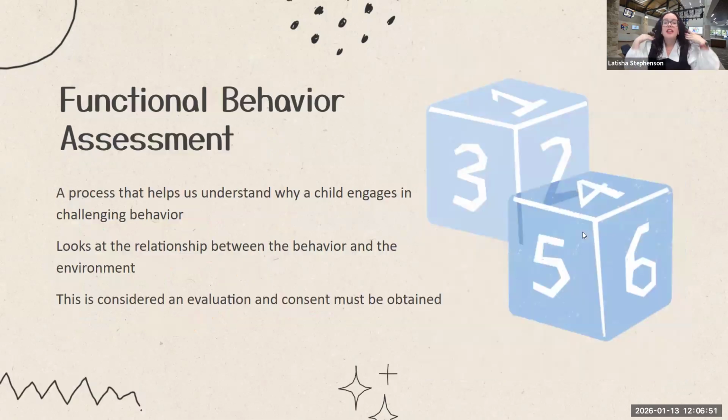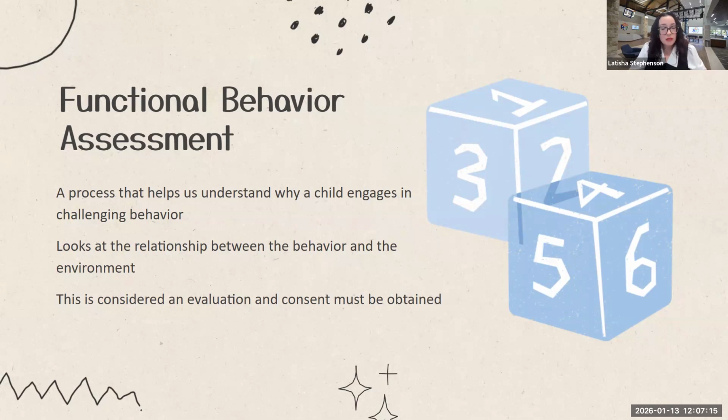Okay. The first thing we're going to talk about are those FBAs, or functional behavioral assessments. This is a really important process that we undertake for students who have IEPs, who are demonstrating behaviors that are interfering with their learning or the learning of others.